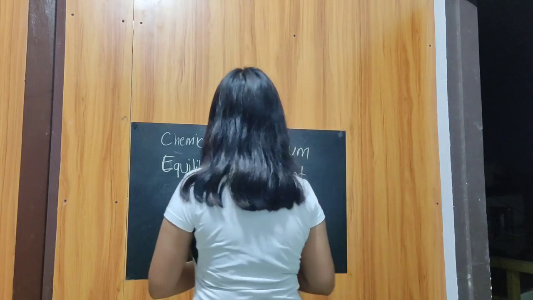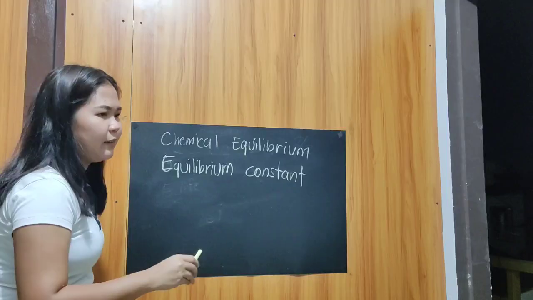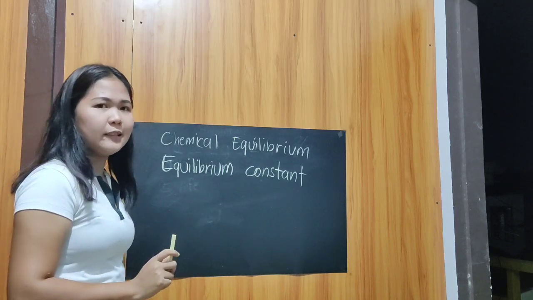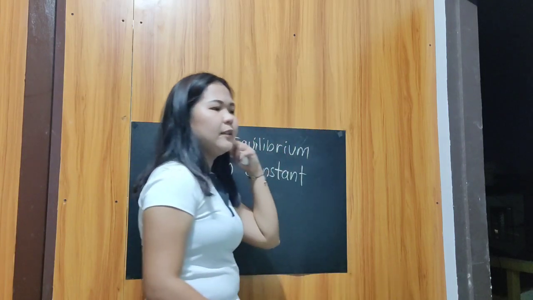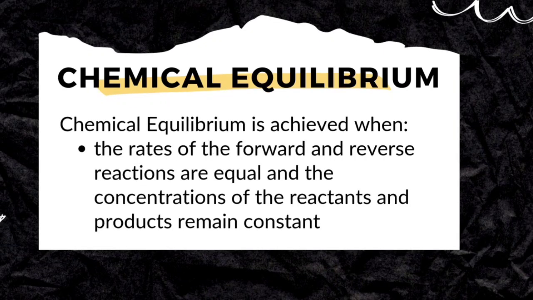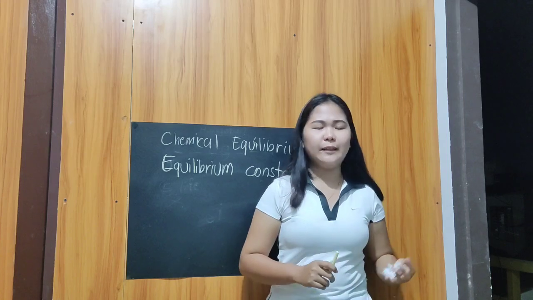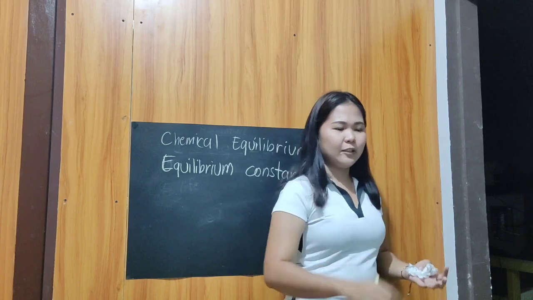Okay, so let's move on. So what is equilibrium? Equilibrium is a state in which there are no observable changes as time goes by. So you have the hint that there are no observable changes as time goes by. So chemical equilibrium is achieved when the rates of the forward and reverse reactions are equal and the concentrations of the reactants and products remain constant. So when you say chemical equilibrium, it says that the reactants and the products remain constant. Okay, so always remember.